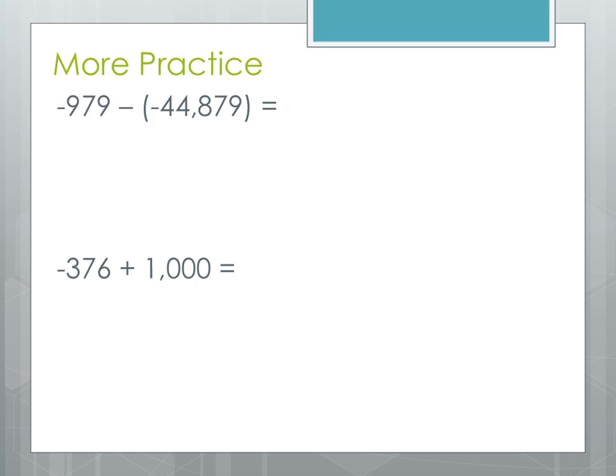Here's a couple more practice problems. Our first problem, negative 979 minus a negative 44,879. We've got some big numbers here. Again, the first thing that we're going to want to do before we attack any of these problems is get rid of these double signs over here. We have a negative and a negative. Since these are the same, it's going to be a plus. When we rewrite that, we get negative 979 plus 44,879.